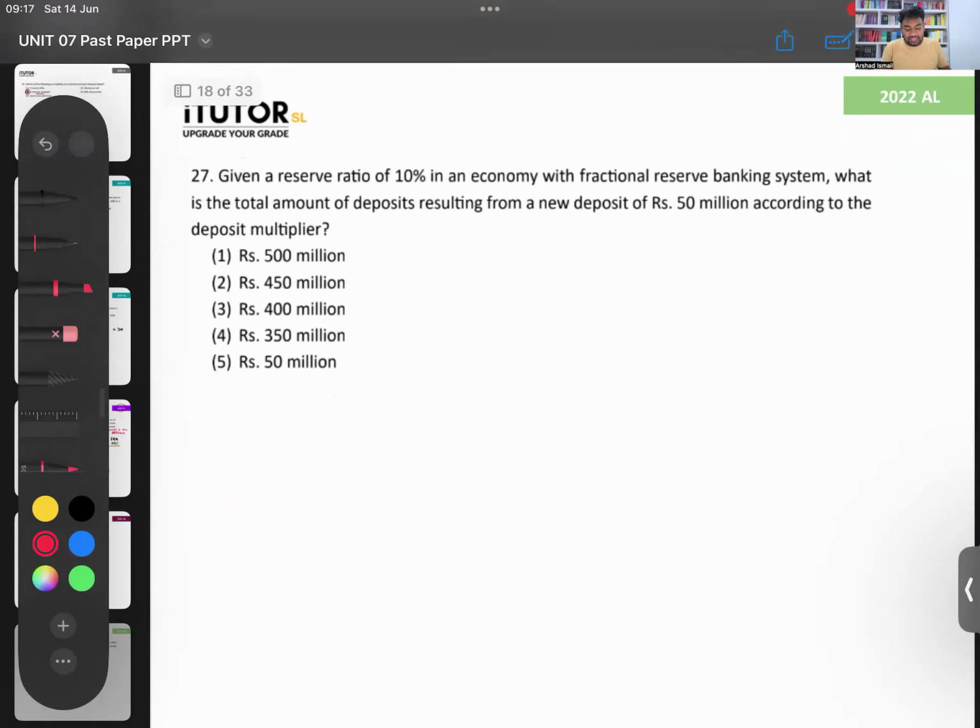2022. Okay. Given a SRR of 10% in an economy with fractional reserve banking system, what is the total amount of deposits resulting from a new deposit according to the deposit multiplier? Now here, are they asking for the change in money supply and all? No, they haven't made it that complex. They are saying a new deposit of 50 million is coming. Let's say it's coming to bank X. Because of this, what is the total deposits in the banking system?